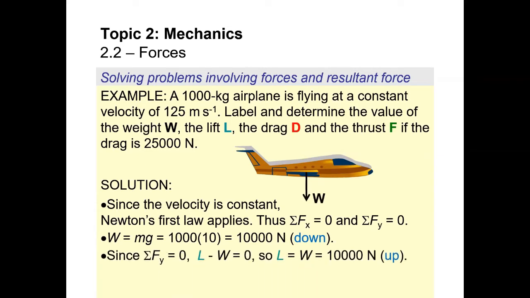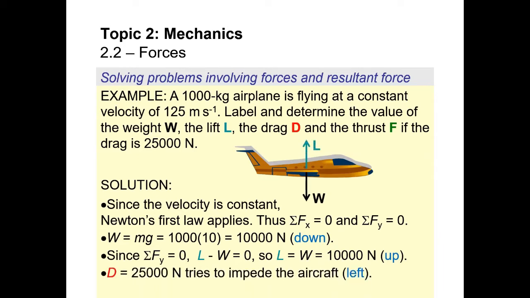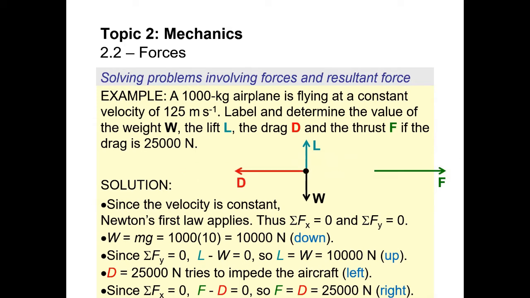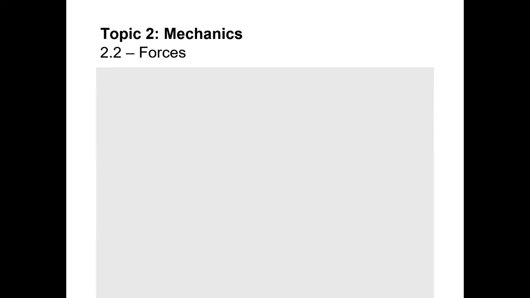Since the resultant force in y component equals 0, lift force minus the weight equals 0. So lift force equals weight, which is 10,000 Newton upward. Drag force is 25,000 Newton, it tries to impede the aircraft to the left. Since the resultant force in x component equals 0, thrust minus the drag force equals 0. Therefore, thrust equals drag force, which equals 25,000 Newton to the right. And we have our free body diagram.